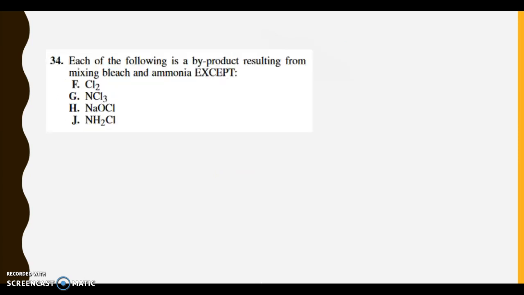Question 34. Each of the following is a byproduct resulting from mixing bleach and ammonia, except what? So this is a detail question, and it's actually a pretty simple detail question. At the beginning of each experiment, it talks about one of the byproducts that's being made.